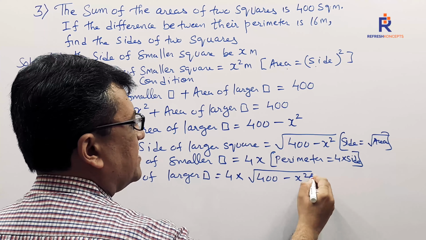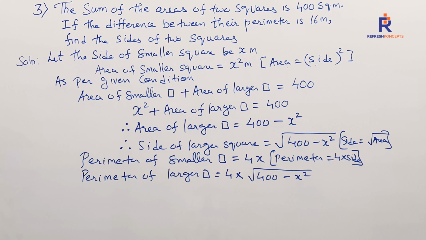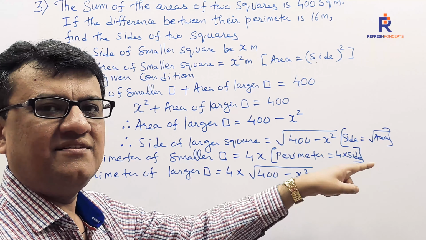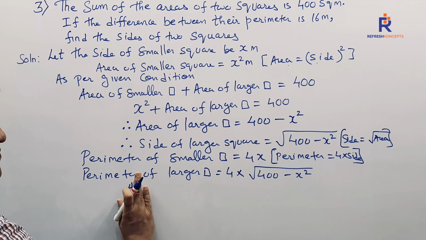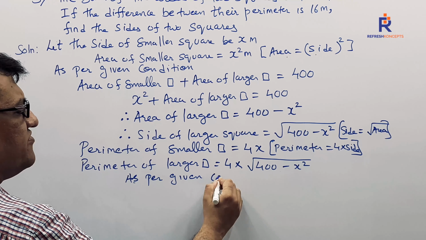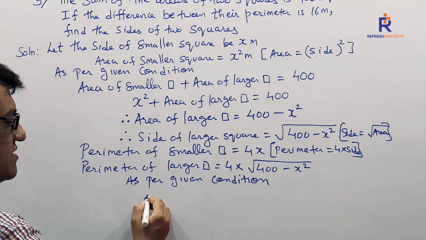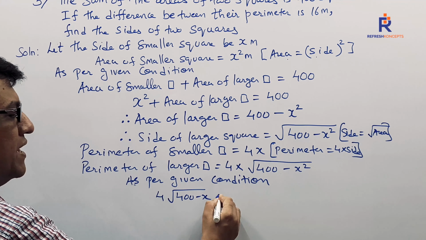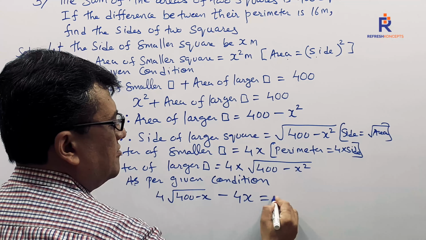400 minus x square. So we have taken the second line. We have tried to solve what exactly the perimeters are. Now once again we read it. The difference between their perimeter is 16. Difference, larger minus smaller, as per the second given condition. First was in context to area, this is in context to perimeter. Difference between the perimeter, larger minus smaller. So this goes larger minus smaller is what we have already found out, and the difference is 16.